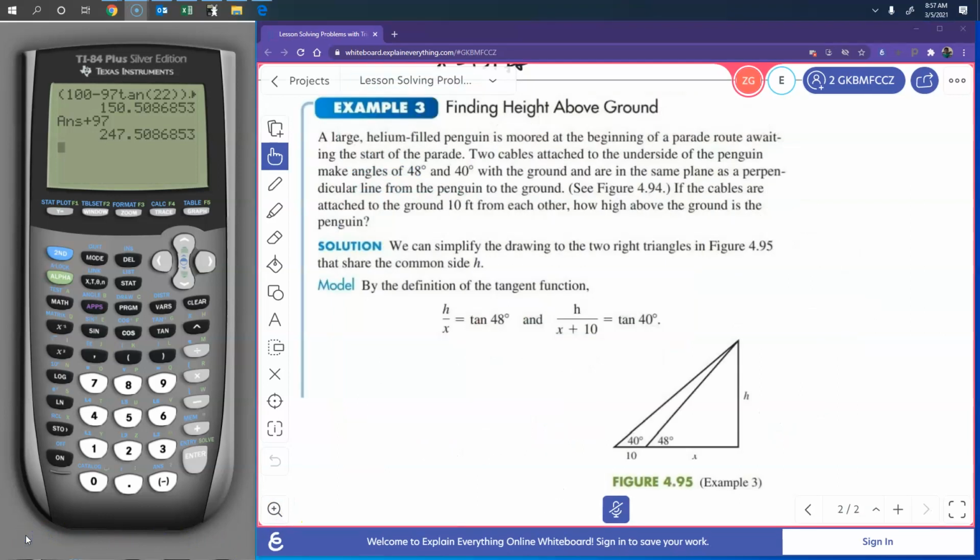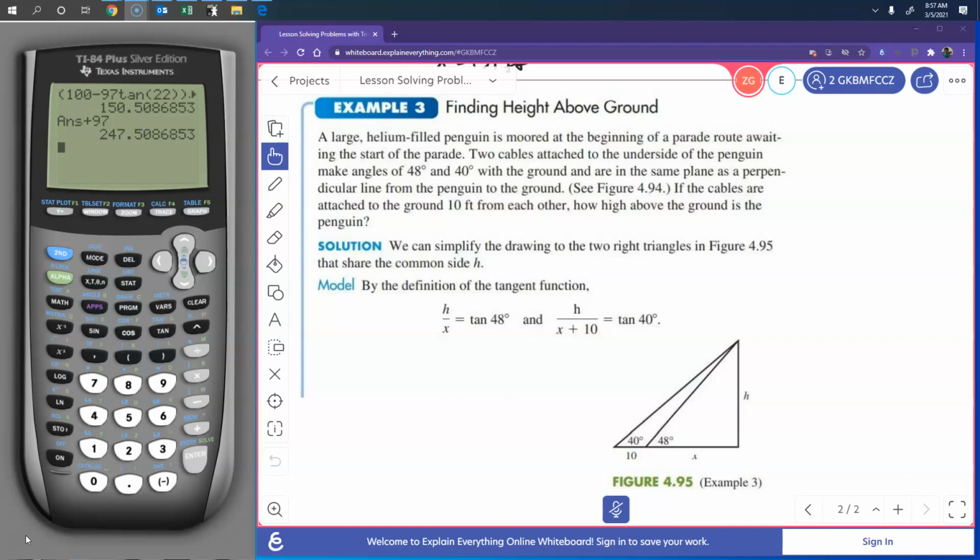A large helium-filled penguin is at the beginning of the parade route, awaiting the start of the parade. Two cables attached to the underside of the penguin make angles of 48 degrees and 40 degrees with the ground and are in the same plane as a perpendicular line from the penguin to the ground.